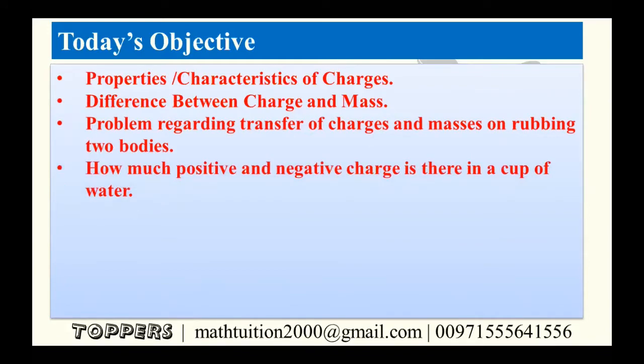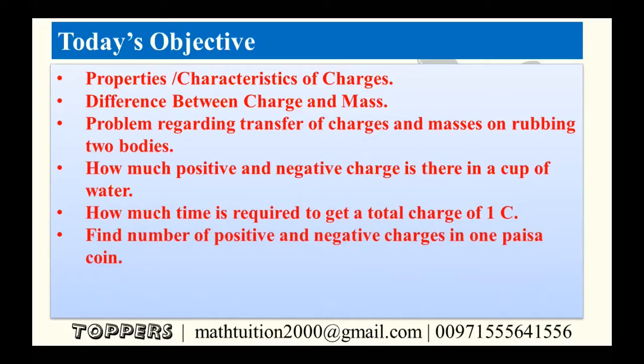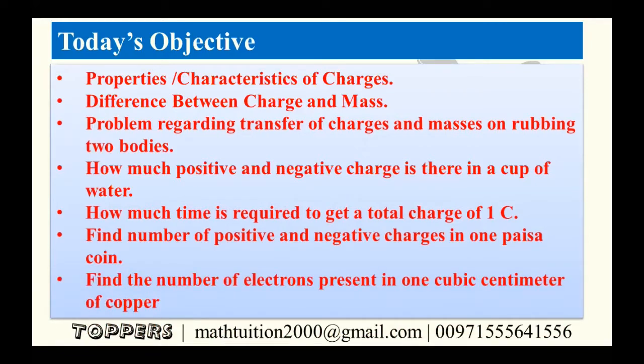How much positive and negative charge is there in a cup of water? How much time is required to get a total charge of 1 coulomb if electrons are transferring at a rate of 10 raised to 9 per second? Find the number of positive and negative charges in a 1 paise coin. Find the number of electrons present in 1 cubic centimeter of copper. So a lot of interesting questions we can answer in today's session.